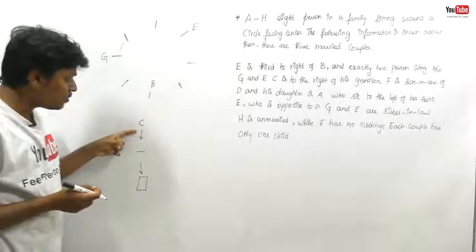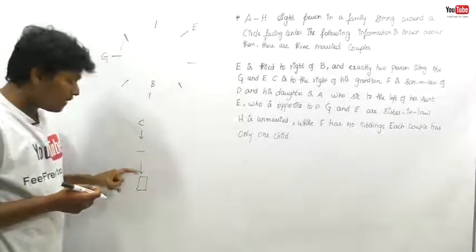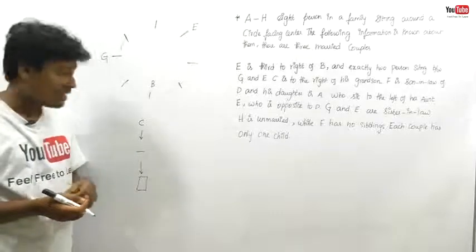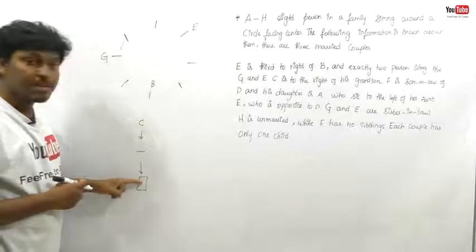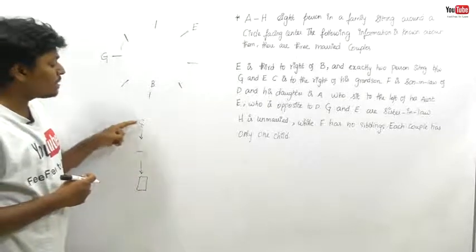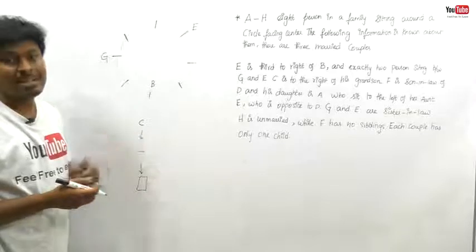So friends, why have I put two arrow marks here? Because from this person, C is a grandfather and he is a second generation person, right? So the person who is going to come here should have a father or mother. So his mother or father can be C, the grandfather or grandmother, right?